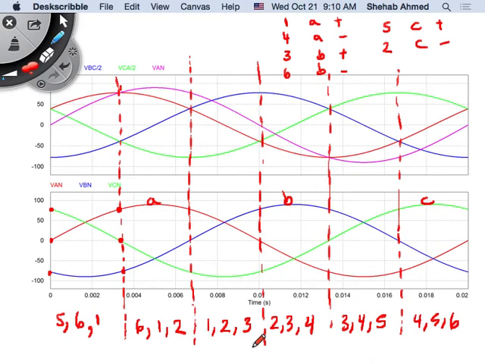Okay. So if that's the case, let's see now what's happening. If these are all conducting, then what is my output voltage across phase A load? I'm only going to draw the output voltage across phase A load. If these are conducting, what is the output voltage across phase A load? Only when A's are on. If this is what's happening, what is the output voltage across phase A?